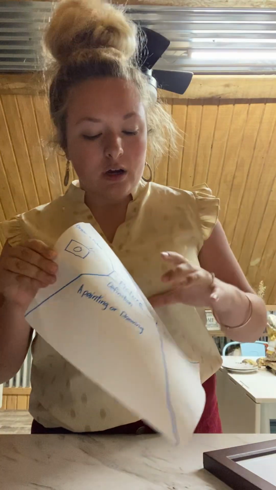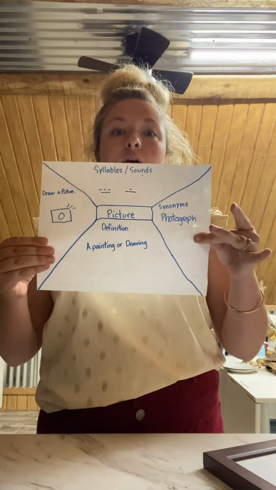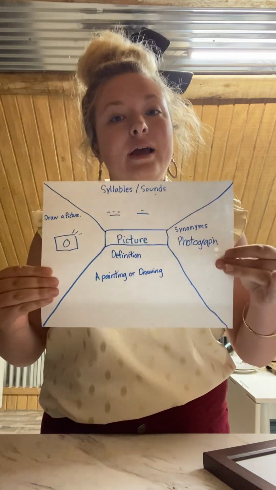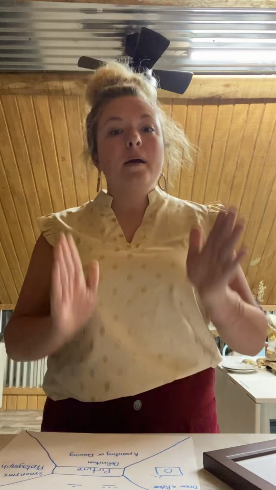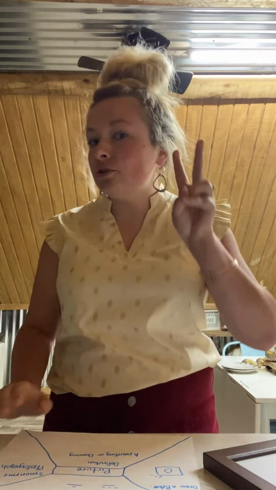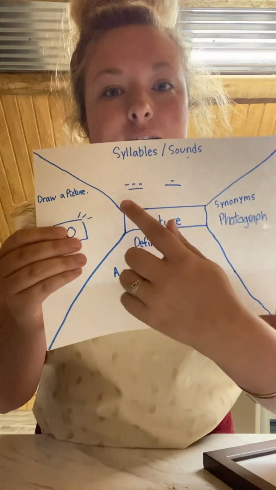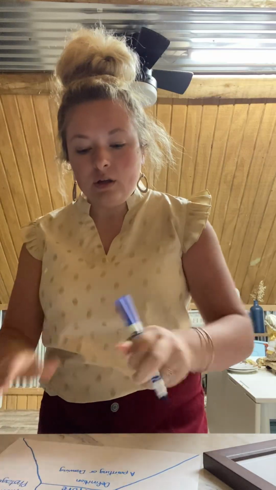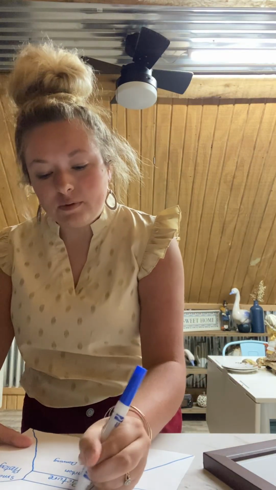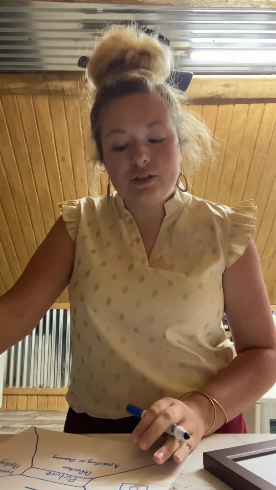If you can see on the top, it says syllables and sounds. For the word picture, I will ask students to identify how many syllables are in the word picture. Picture. I hear 2 syllables. So I've already done it. I will ask them to make 2 lines. 2 lines for 2 syllables. Picture. Okay? Next, I will ask students to identify the sounds of the letters in each syllable.